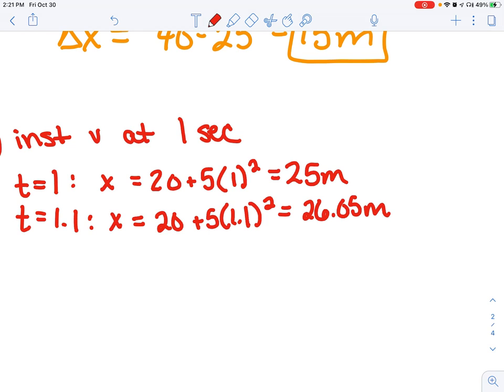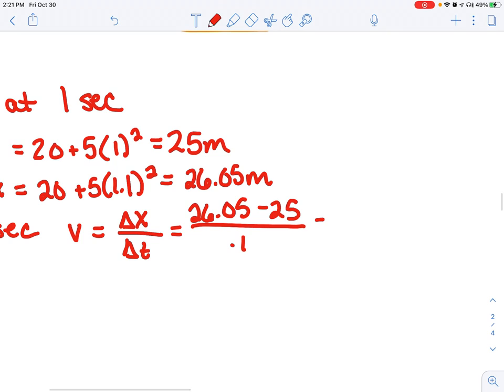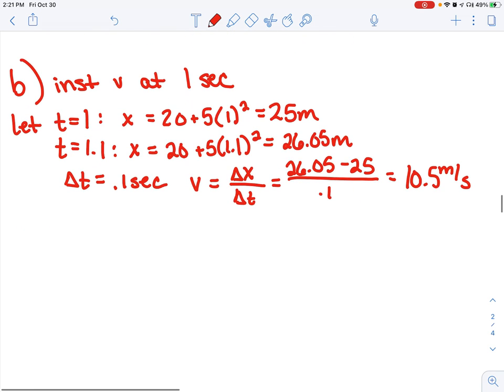Okay, so in this delta time of 0.1 second, I can say that the velocity in that particular interval is the change in my displacement over the change in my time, which would be 26.05 minus 25 over a change of time, which is just 0.1. Please type that in your calculator. Please make sure you can get the same answer I get, 10.5 meters per second. So that was between 1 second and 1.1 second.